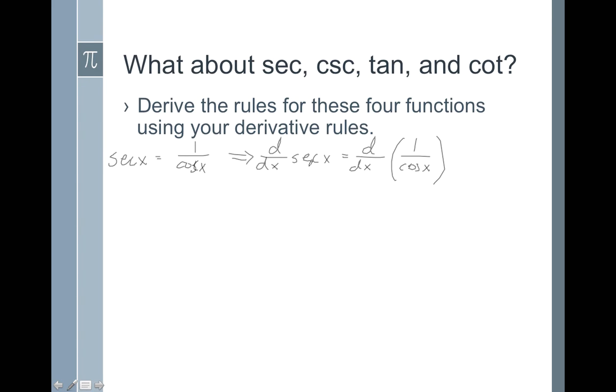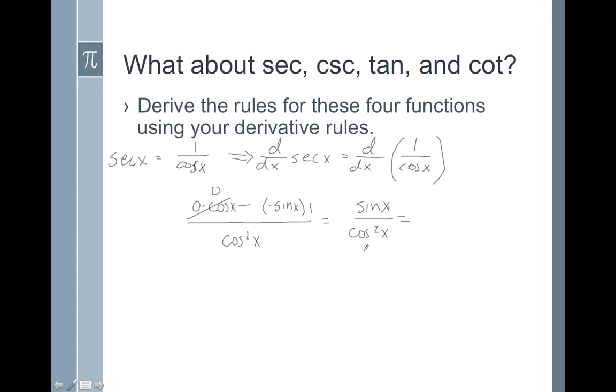The derivative of the top, okay, that's 0, times the bottom, minus the derivative of the bottom. Well, we said the derivative of cosine is negative sine, times the top, which is 1, all over the bottom squared. So we get cosine squared of x. Okay, so the first thing is 0, and negative sine makes a positive sine over cosine squared.